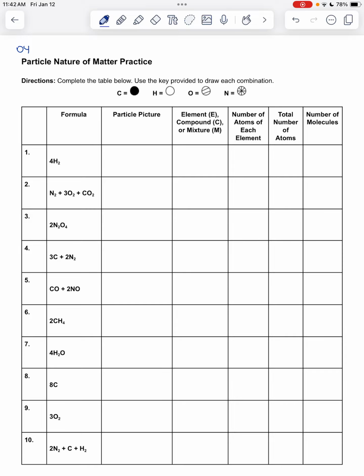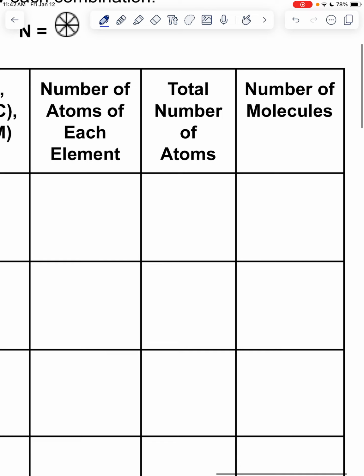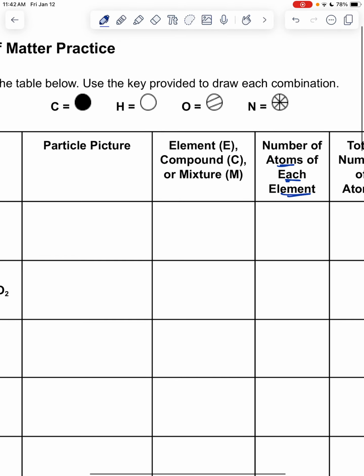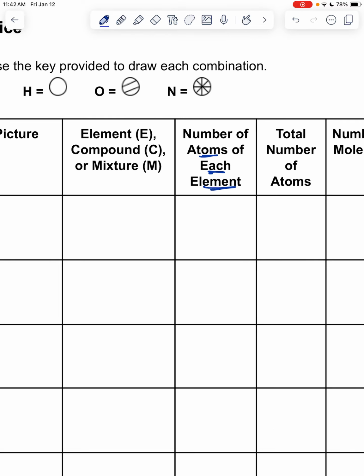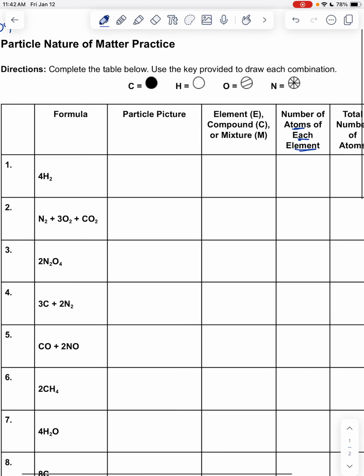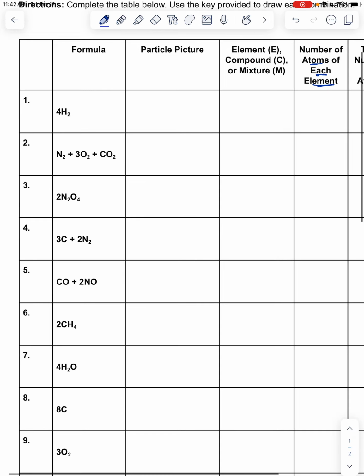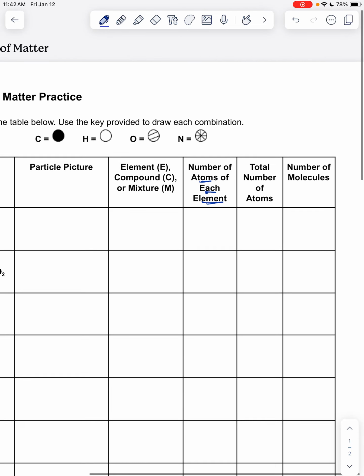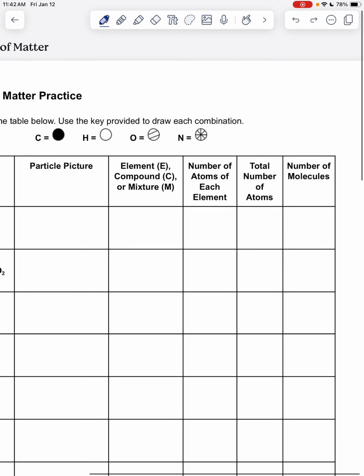So just really quick, atoms of each element. Atoms are the smallest amount, so basically it's how many circles did you draw? And now I have a legend or a key up at the top for what I want you to represent each type of substance as. So I'll do probably the first two or three of these just so that you can kind of see what I'm expecting here. So just wanted to kind of reiterate that.